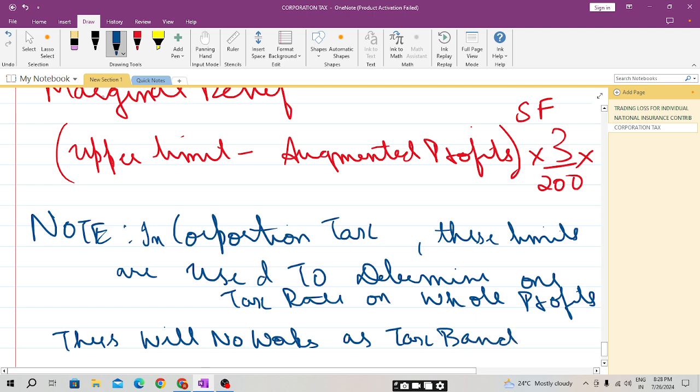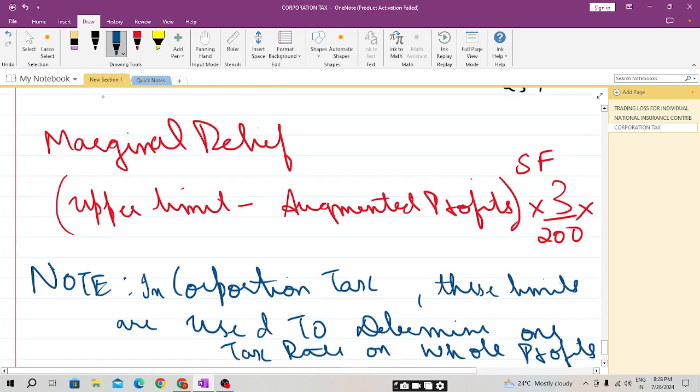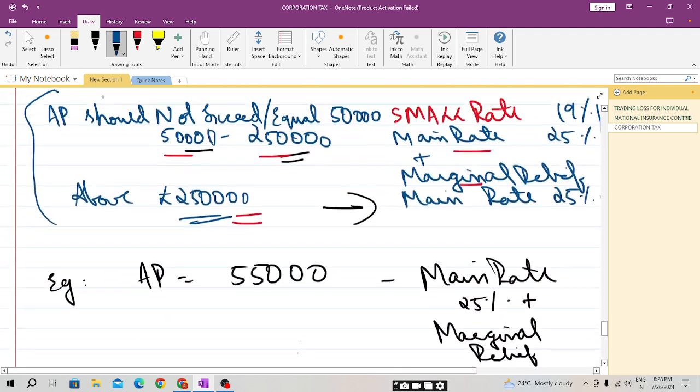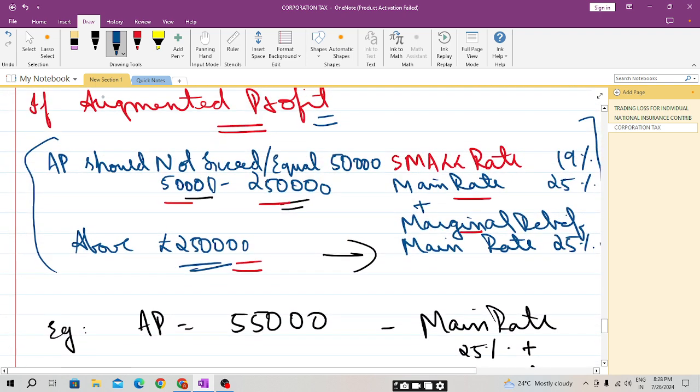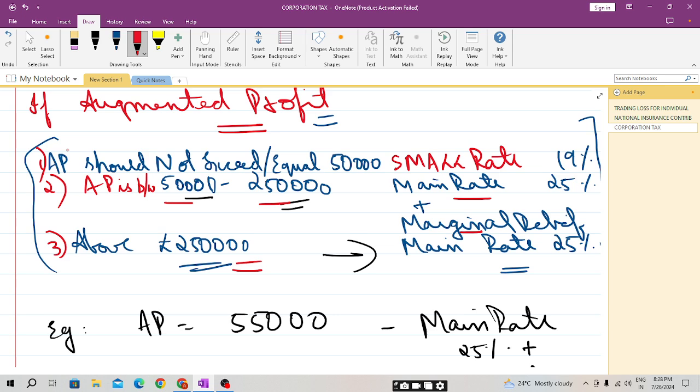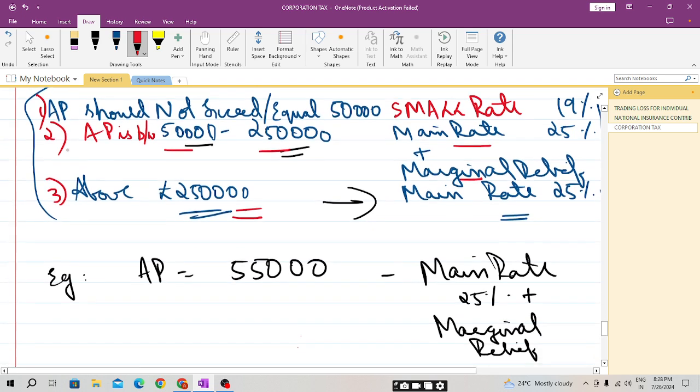Simple. If augmented profit is below 50,000, small rate 19%. The second case, if the augmented profit is above 250,000 pounds, main rate. But students, if augmented profit is between 50,000 pounds and 250,000 pounds, main rate will be applicable plus marginal relief, and this is a single tax rate. It will not be taxed at tax bands. I hope this is clear.